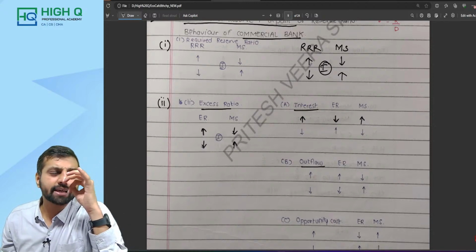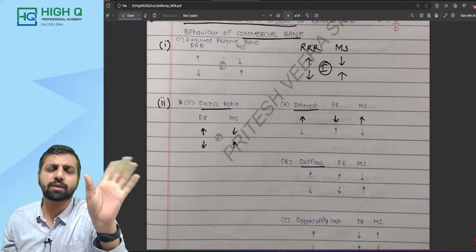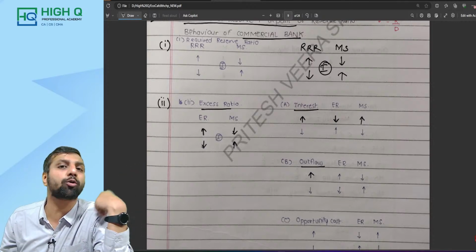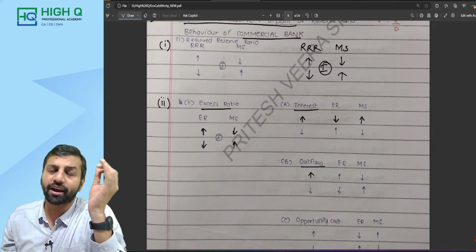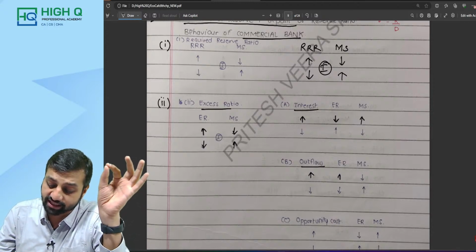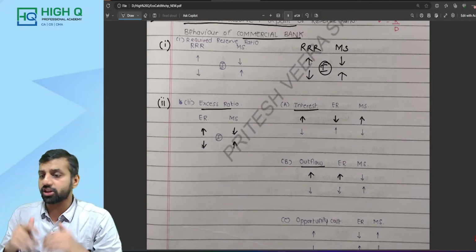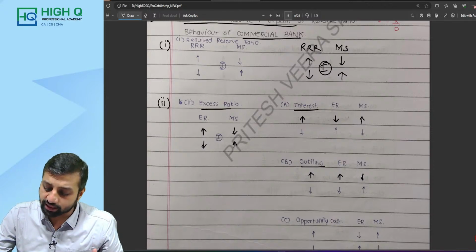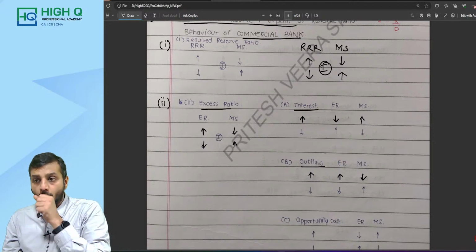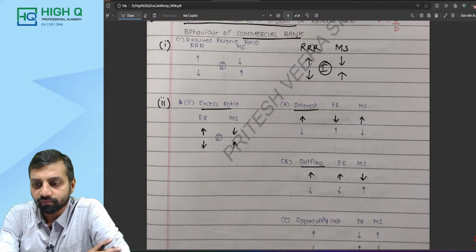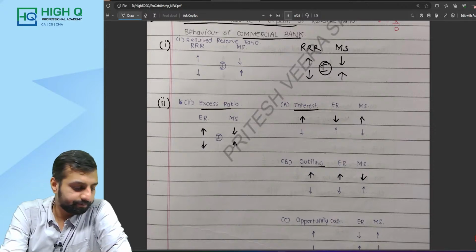Then there has to be outflow. So if a bank is estimating that people will come to the bank and withdraw the money, that means the bank is anticipating a higher outflow. If the outflow expected is high, then the excess reserve ratio maintained needs to be high. And if excess reserve ratio is maintained at a higher level, then the money supply is less, and vice versa.